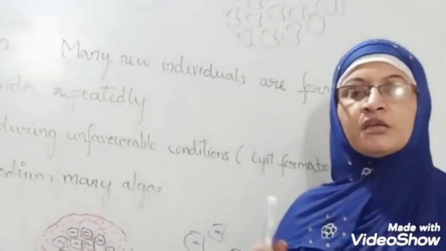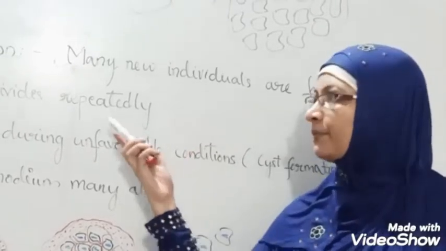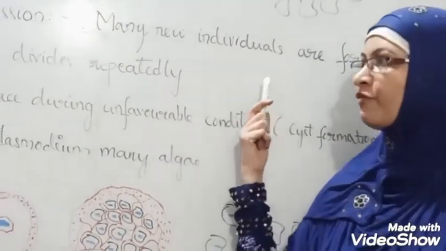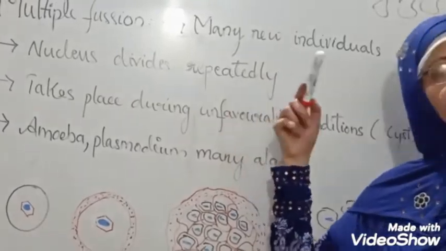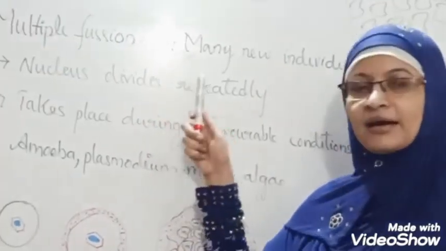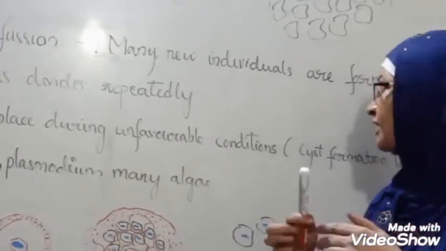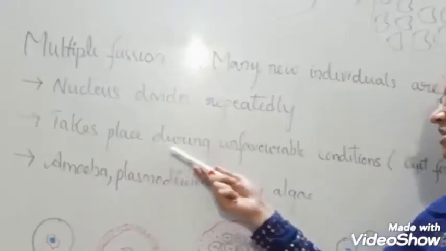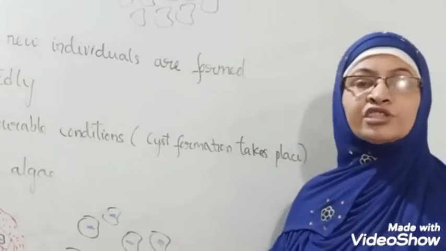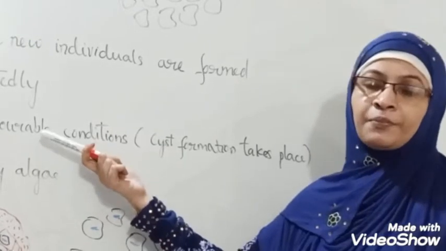In binary fission we have seen that from one amoeba two daughter cells are formed. But in multiple fission it will not happen in that way. Multiple means what? More than two. So many new individuals will be formed. The nucleus divides repeatedly. Again, in binary fission we have seen that the nucleus divides only once. But here, as so many new individuals are forming, the nucleus inside the cell will keep on dividing. And it takes place during unfavorable conditions. I said that when favorable conditions are there, binary fission will take place, and in unfavorable conditions, only then does multiple fission take place.